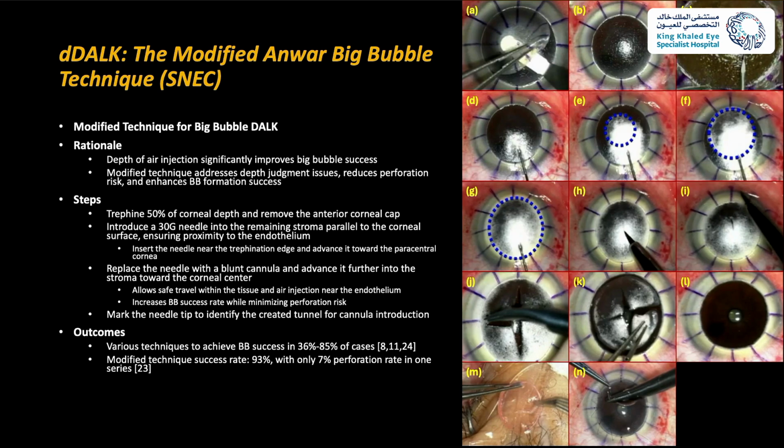So a modified technique was introduced to do your trephination as deep as possible based on your pachymetry and your Pentacam, and then remove the anterior stromal layer and introduce your needle. Let's say that you have a 500 micron stroma and you remove up to 300 microns of the stroma. Putting the 27 gauge or 30 gauge needle itself in the stroma will guarantee you to be at a depth very close to the DM, and this is one of the most important success factors to get the big bubble.